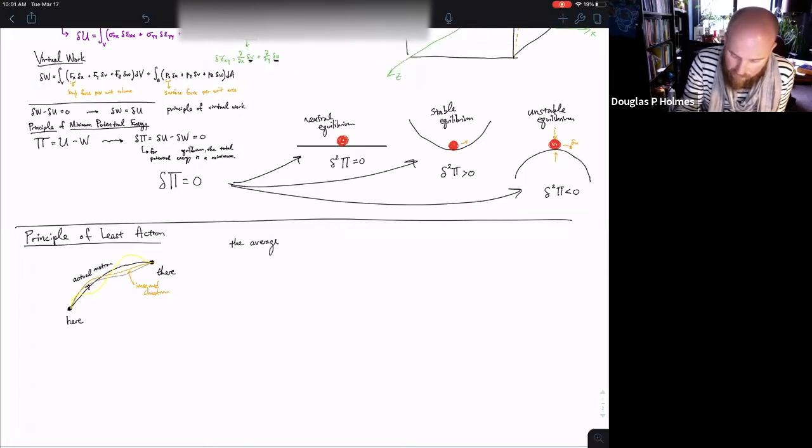The average kinetic energy minus the average potential energy is always as little as possible.